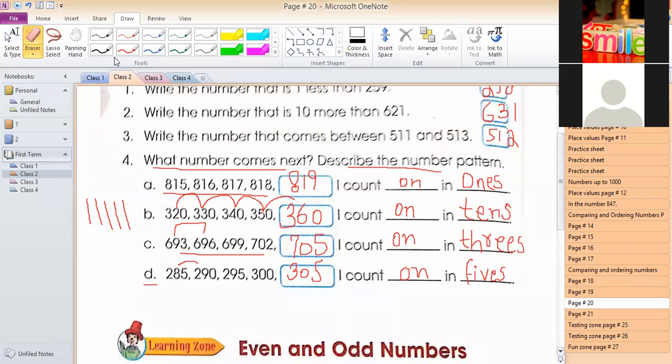After 300, I count in fives and I will find the next number. 301, 302, 303, 304, and 305. I write 305 and I also write, I count on in fives. So up to here, everything is clear, guys?